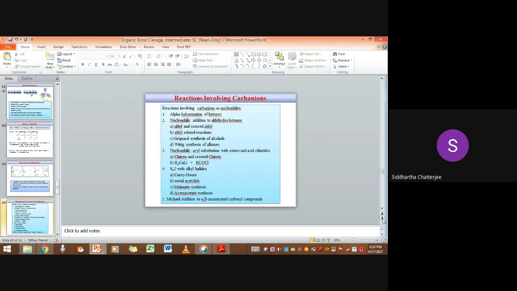Then you will find the nucleophilic acyl substitution reaction. These are the different terms. Then SN2 with alkyl halides. Okay, that you will find the Corey-House reaction. Metal. These are all that you will actually find.